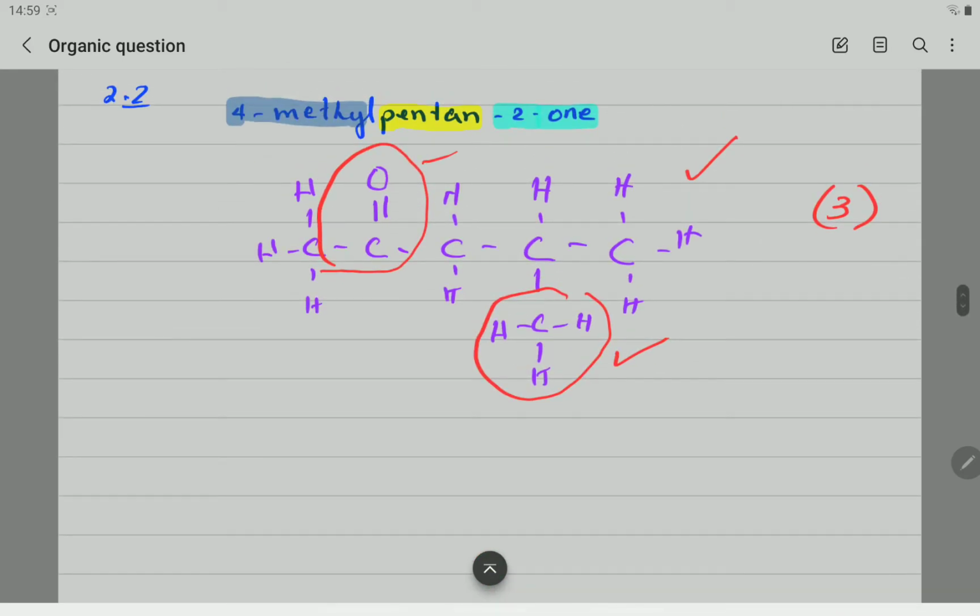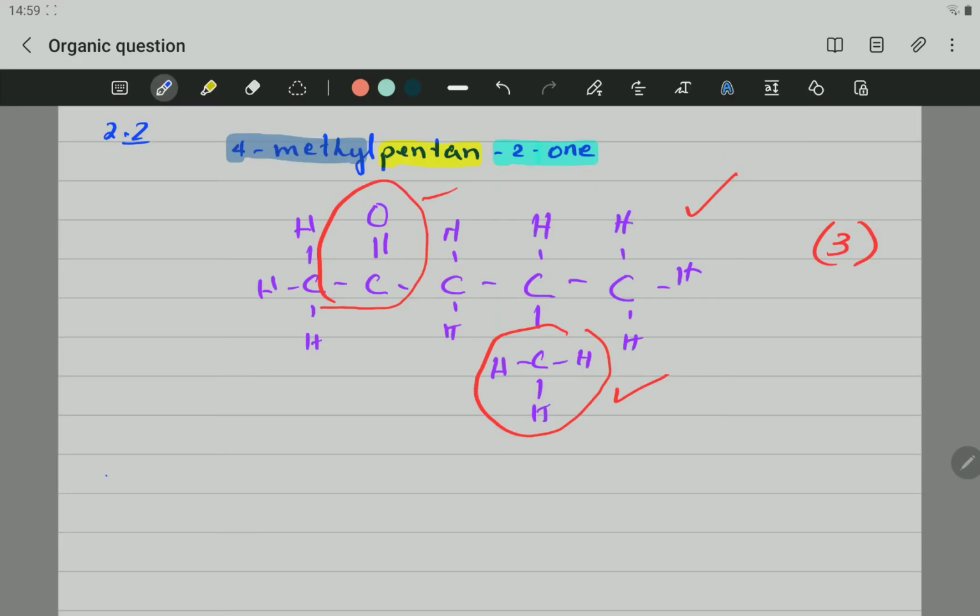Question 2.3.1. The general formula of alkyne is CnH2n-2. You have to learn the general formula of the different homologous series, okay? And there is 1 mark for writing that general formula.